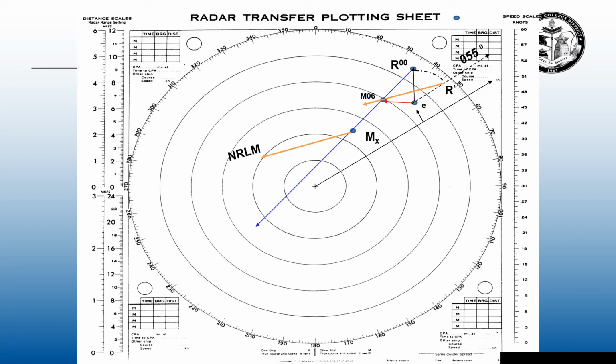From this new relative motion line, I can get a new CPA, a right angle from this new relative motion line to us in the middle of the plotting sheet, and a new bearing of CPA. So since each range ring is 2 miles, looks like they're going to miss us by a little over 2.5 miles, almost 3 miles, and the new CPA bearing is going to be 345 degrees.